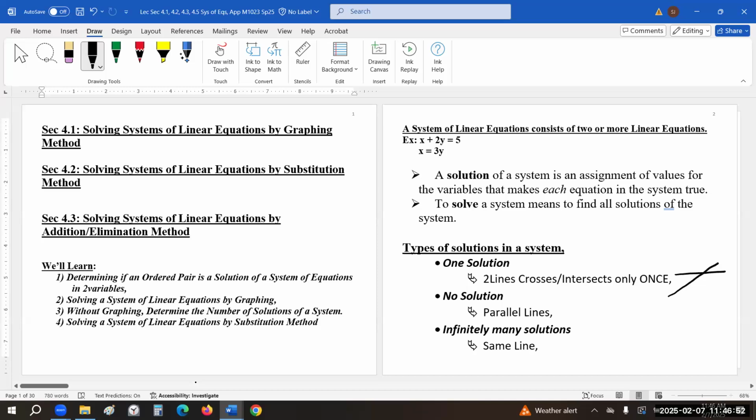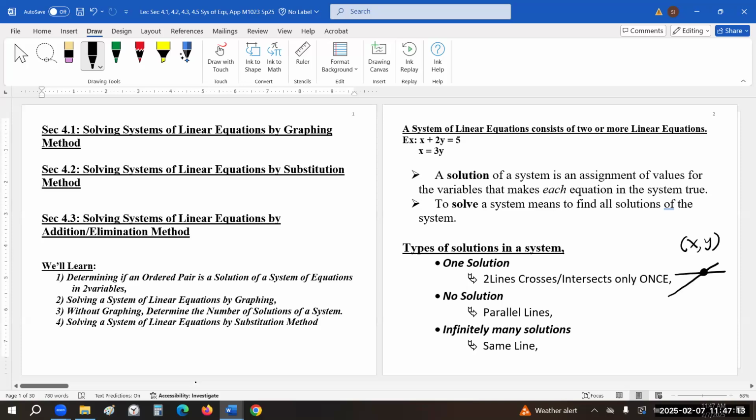Either the two lines are crossing one another once, so we get a point x, y as a solution. When you get one point, we call it a unique solution. Unique means one. When two lines intersect, we get a unique solution.